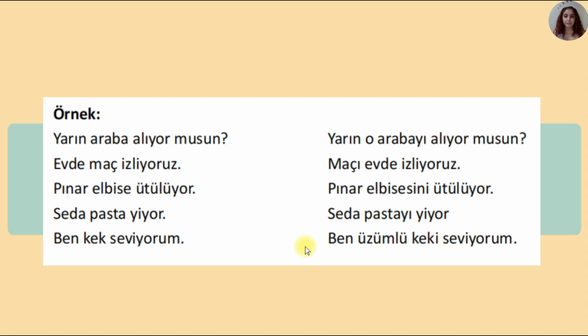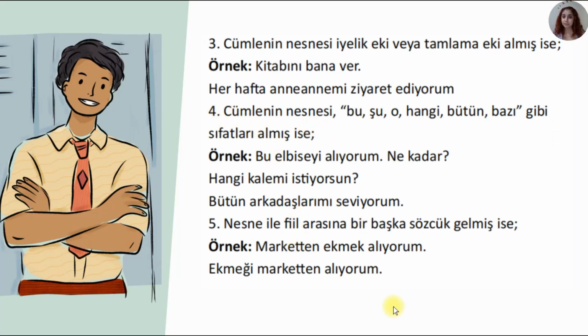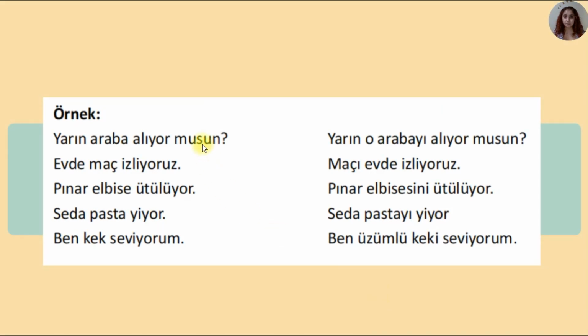Let's examine them together. Yarın araba alıyor musun? Yarın o arabayı alıyor musun? Are you buying a car tomorrow? Are you buying that car tomorrow? Which function is it? This is o, bu, şu, hangi, bütün function. And fourth condition. Fourth condition is related with first sentence.